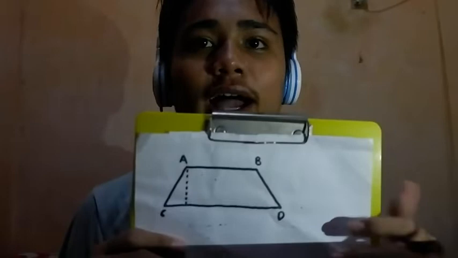The fifth is diagonal. We can know diagonal if we draw a line from A to D and B to C. So this is a cross line. So this is the diagonal line. And last is congruent. We can say the lines are congruent if the lines are the same size. And I think it's enough for the terms of trapezoid.